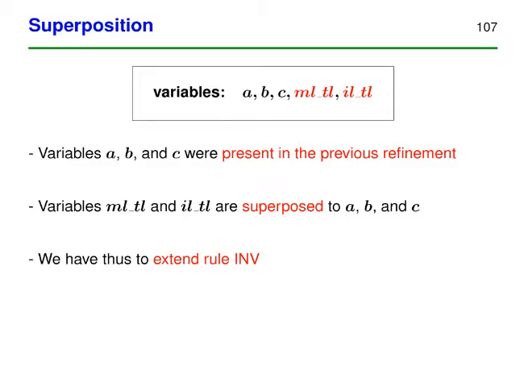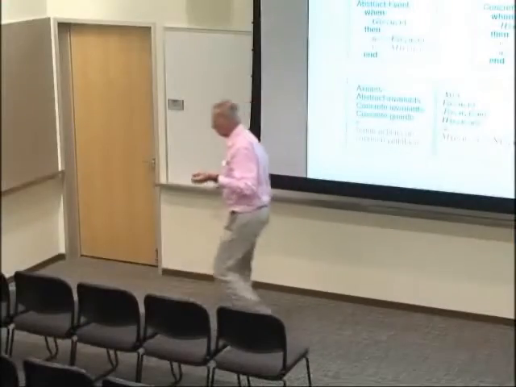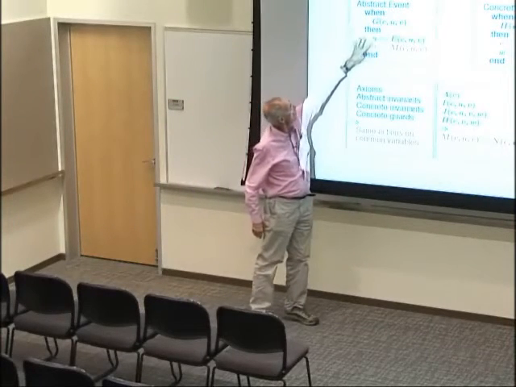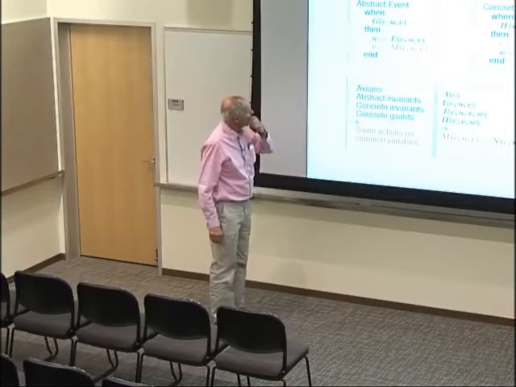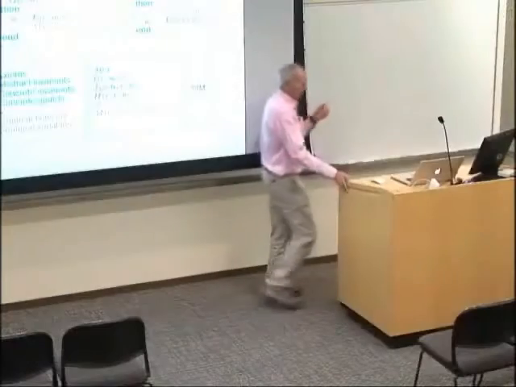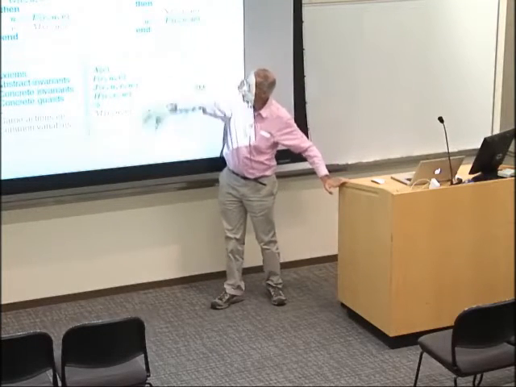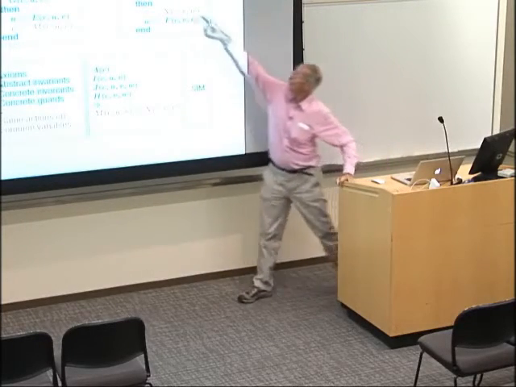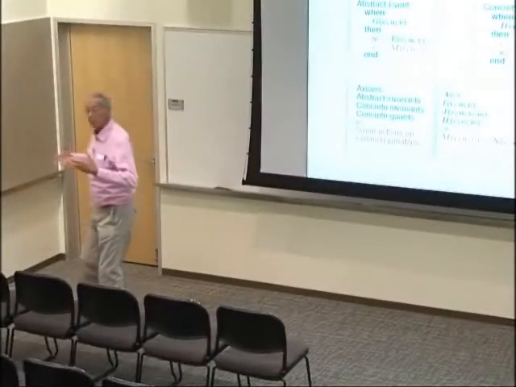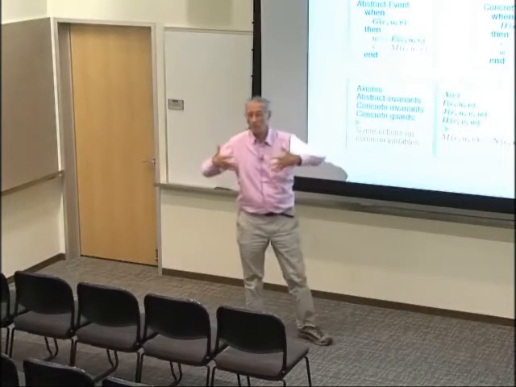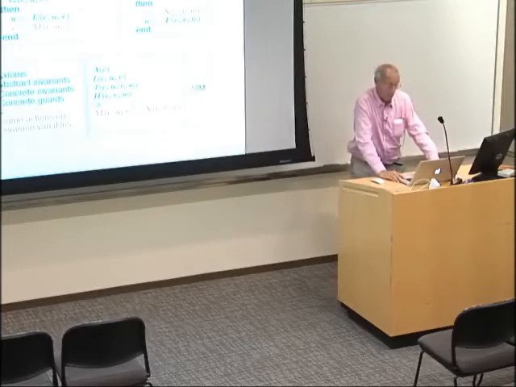So this is just what I've explained about superposition. And here is the proof obligation for superposition when we have an abstract event dealing with variables u and v, and a concrete event dealing with variables w and v. So v is the same here and here. What we have to prove is called the simulation. We have to prove that under the axioms, under the invariant, under the gluing invariant, gluing the concrete to the abstract variable, under the guards of the abstraction here, then the expressions on the right-hand side of this colon equal are the same. So they do exactly the same. There is no change in what is done on the superposed variable. So it's a new proof obligation called SIM.